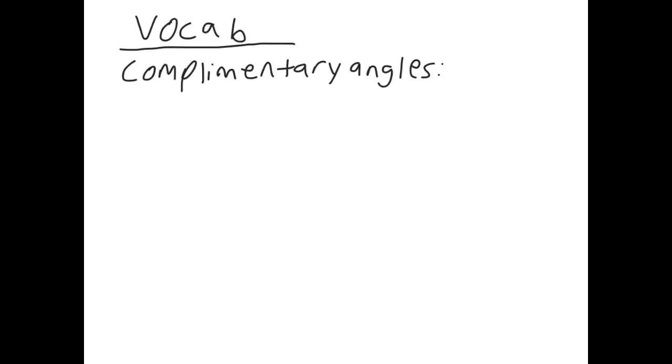Alright, so first we're going to start with some vocab. First is complementary angles. Complementary angles are angles that add to 90 degrees. So if you say have a 40-degree angle and next to it is a 50-degree angle, those two are complementary. They will add to 90 degrees.